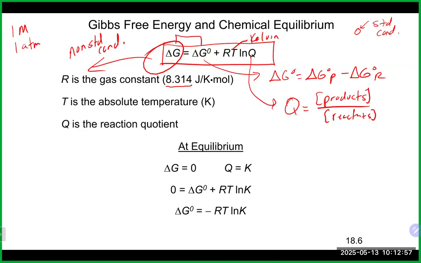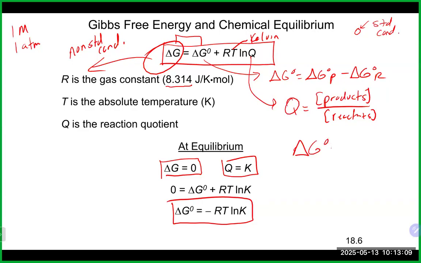Now, if we get to equilibrium, what happens at equilibrium is that in the above equation, delta G equals 0, and Q is actually the equilibrium constant. And that top equation then becomes this equation here that relates the delta G to the equilibrium constant: delta G naught equals minus RT natural log of K. And this again is our delta G under standard conditions in this case.